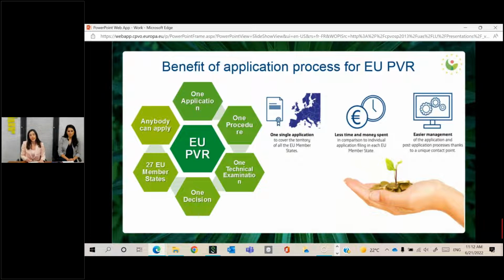And then it's an advantage that with one single application and with one procedure, including one technical examination, the CPVO reaches one decision, whether to reject the application or whether to grant this plant variety right. And if this plant variety right title is granted, then it is valid and enforceable in the totality of the territory of the European Union, so in the 27 member states of the EU.